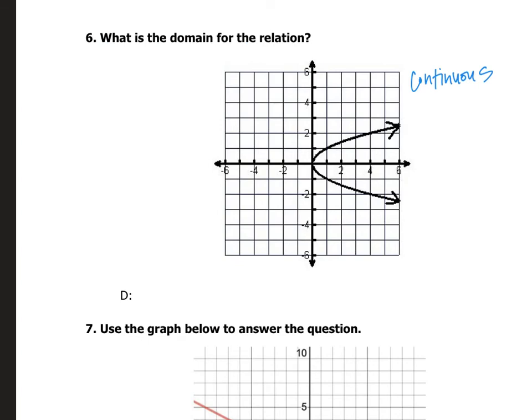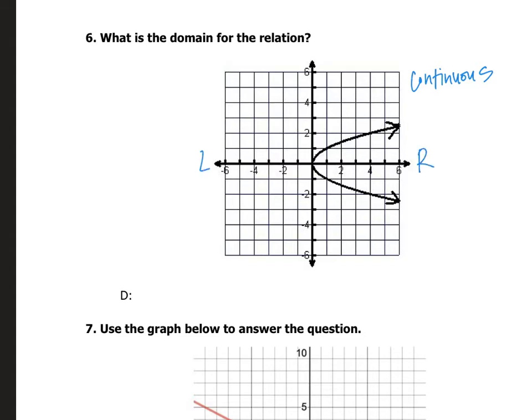Okay, so now we are on the third page. We are at question 6. This is asking for the domain of the relation. This relation is continuous because it is connected. And when we are looking for the domain, we are going to go from left to right.